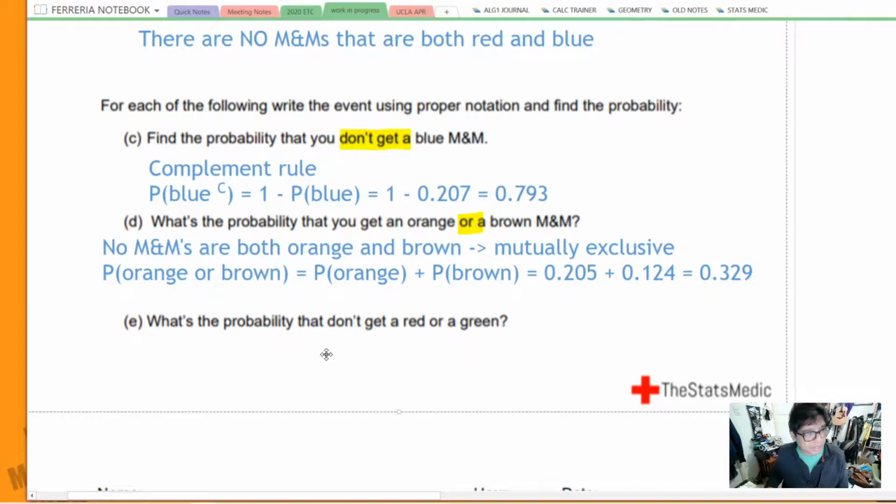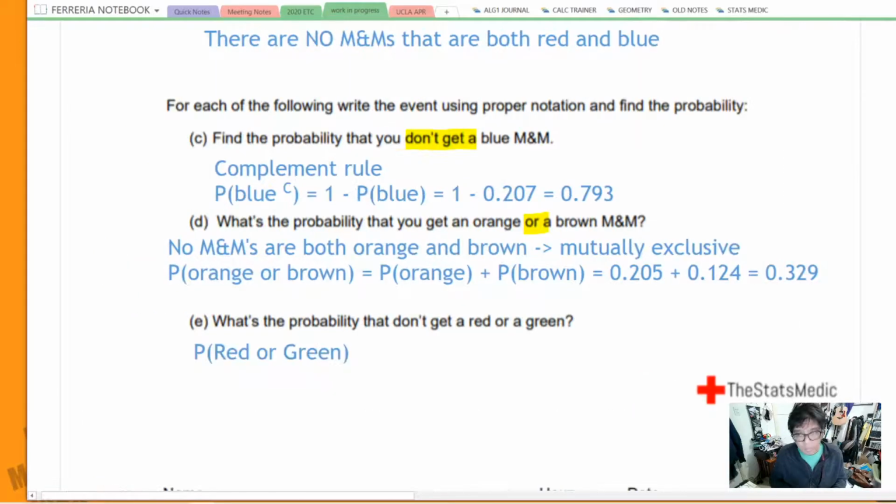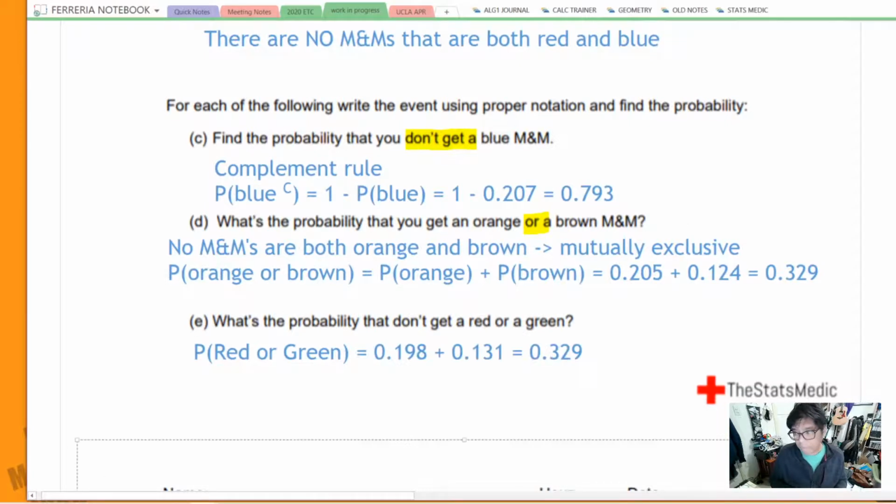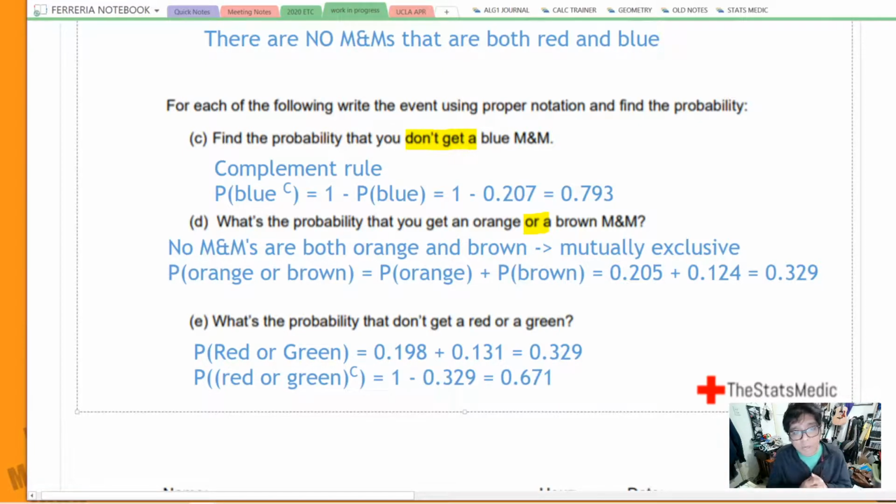And I think this is it. What's the probability that we don't get a red or a green? Well, let's find the probability of red or green first. The probability of a red or a green is 0.198 plus 0.131. Okay, so that's 0.329. So the probability of not getting a red or a green is the complement of red or green. That's equivalent to 1 minus 0.329, which is 0.671.